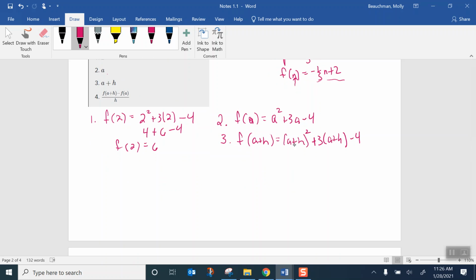A plus h squared, remember, is a plus h times a plus h. You'll have a middle term when you FOIL that out. So we're going to get a times a, which is a squared, plus ah again is plus 2ah, and then h times h is plus h squared. Distribute the 3, we get 3 times a plus 3 times h minus 4. So there are no like terms, so that's our expression when we get f of a plus h.